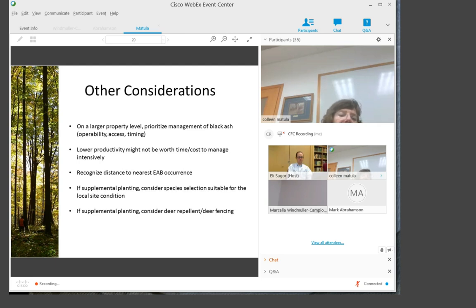Then also recognize the distance to the nearest EAB occurrence. Wisconsin has guidance for silviculture treatments regarding emerald ash borer. In our guidance, it recognizes that if you're near an occurrence within 15 miles, you should start thinking about salvage treatments and/or managing, moving that stand into more of a non-ash dominant state. So there are a lot of things to think about when the EAB occurrence is coming closer to you.